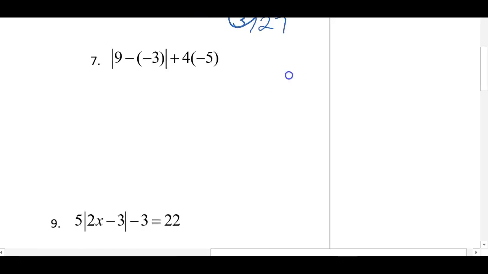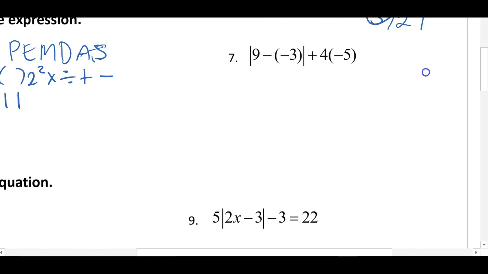And again, using PEMDAS. Let me scroll this over just a little bit. Using PEMDAS, we want to handle what's inside the parentheses or the absolute value bars first. If you notice here, I have a negative and a negative. I don't like two signs, so I want to combine those, and a negative and a negative is going to become positive 9 plus 3.